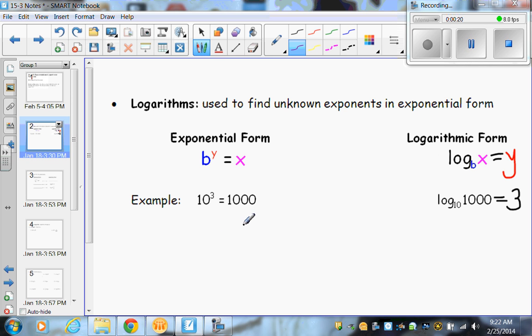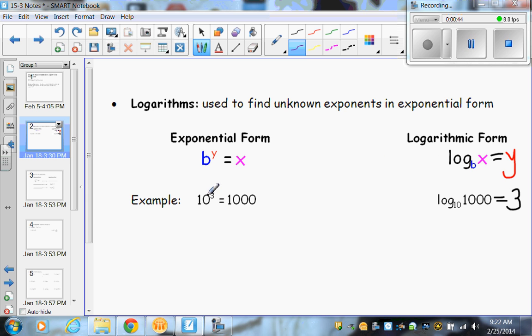Logarithms are simply used to find unknown exponents in exponential form. So the whole point of learning logarithms is to be able to find and solve for exponents. Exponential form takes on this form: you have a base raised to a number, your exponent, equals some other number. Log form, you have the log of the base of a number equals y, and this y is the exponent.